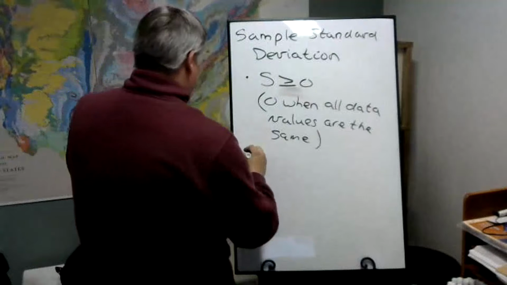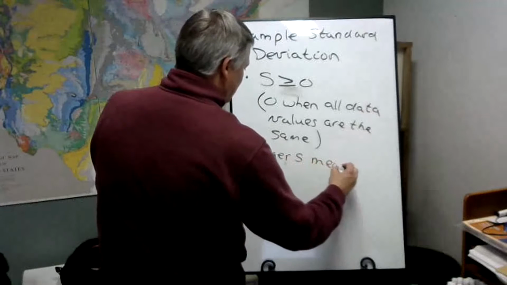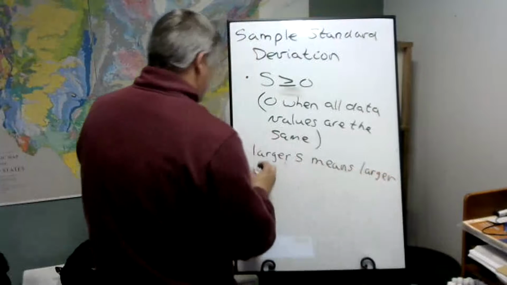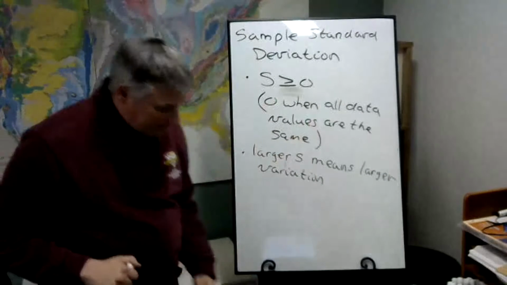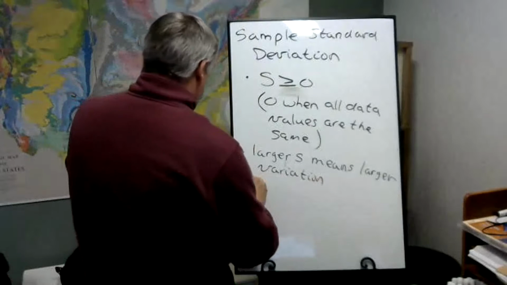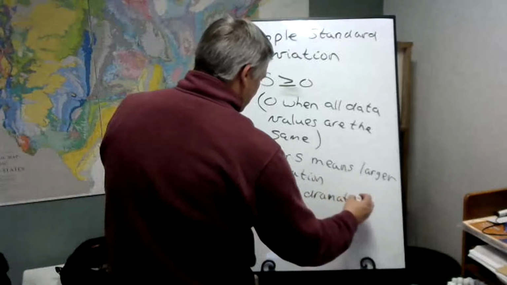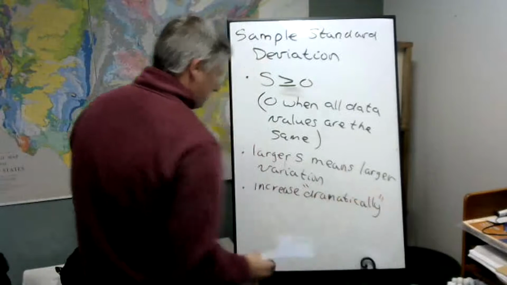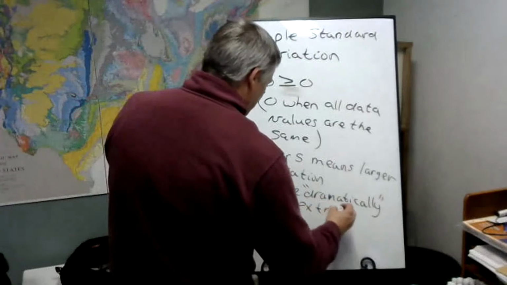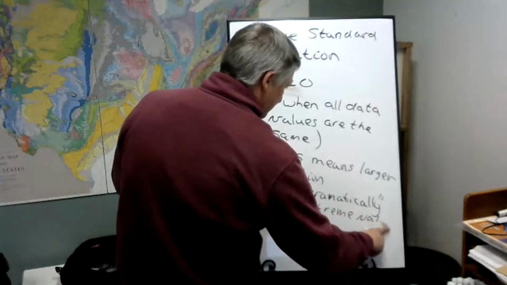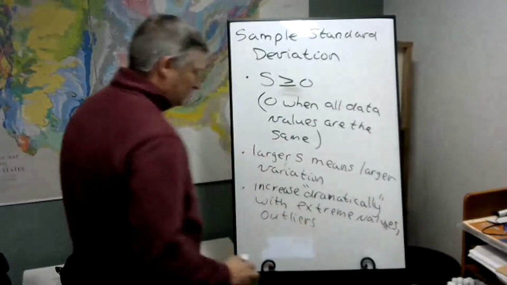Now, the larger the value of s means larger variation. So you're going to have a wider spread. And it increases dramatically with extreme values. Extreme values are outliers.